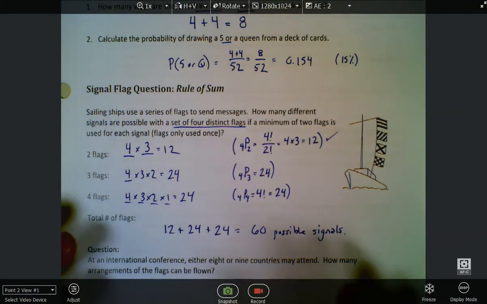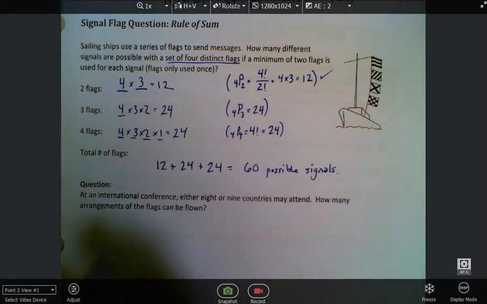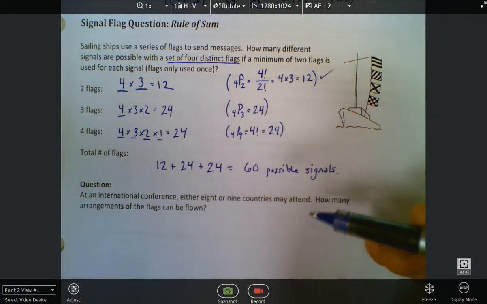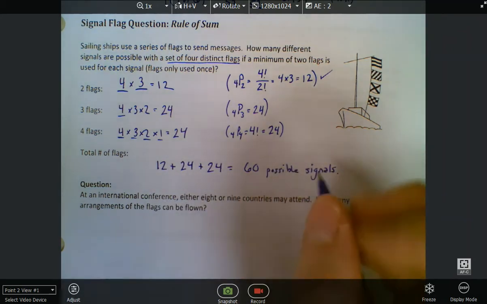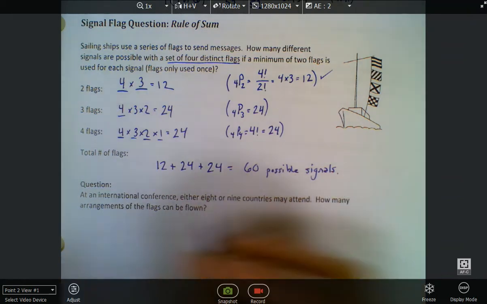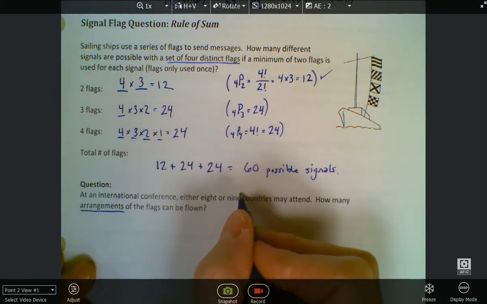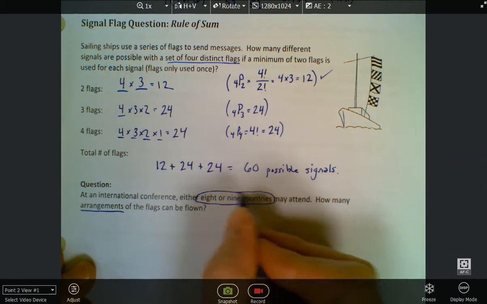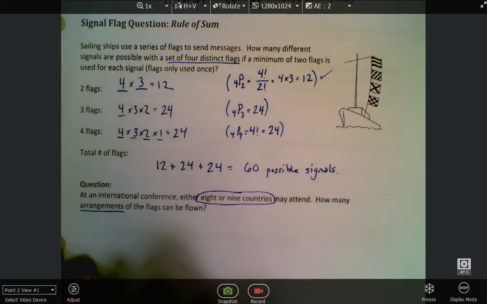Okay, so let's take a look at a different one here, the one at the bottom. And the question is, at an international conference, either 8 or 9 countries may attend. How many arrangements of flags can be flown? Since we're talking about how many arrangements of these flags can be flown, and there can be 8 or 9 countries involved, let's say that 8 countries fly their flags, okay? And how many arrangements can you arrange these 8 items?